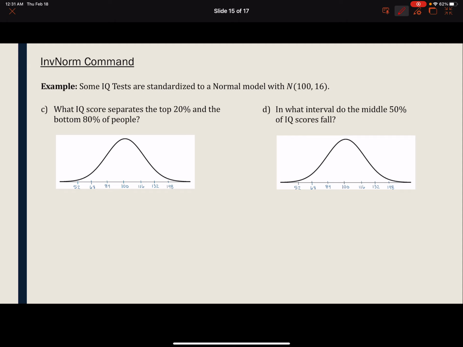All right, so let's do a couple of examples. Same scenario. All right, what IQ score separates the top 20% and the bottom 80%? So again, we're looking at the top 20%. Where is that? Probably like right here. So that's 20%. We want to know this score. And then here's the bottom 80%.